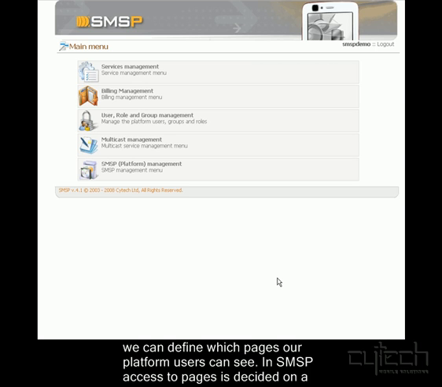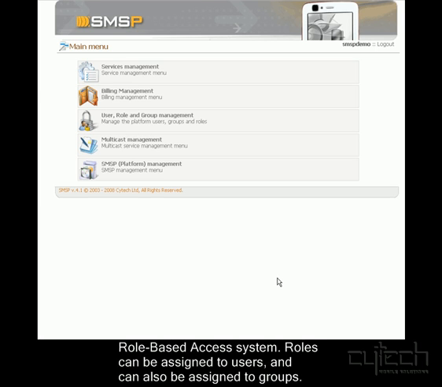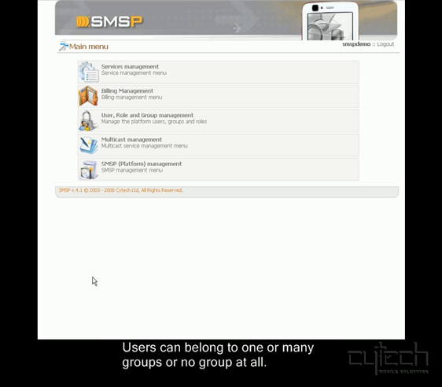SMSP uses a role-based access system which has users, roles and groups. Users are the main entity and we can assign roles to them, or we can assign them to groups. A group can also have roles assigned to it. A user can be a member of one, many, or no groups at all.